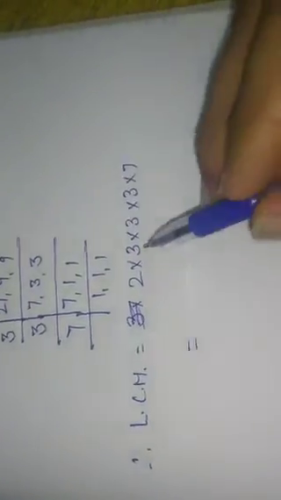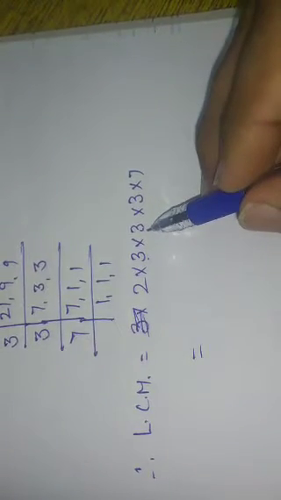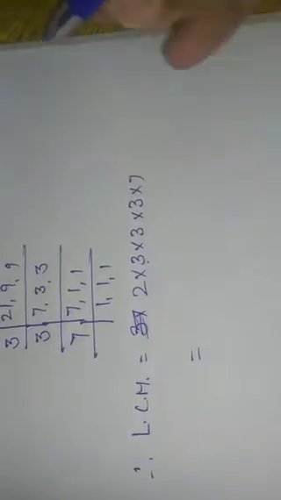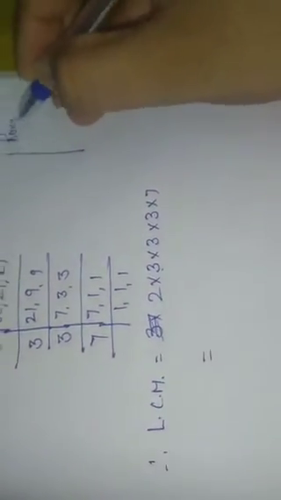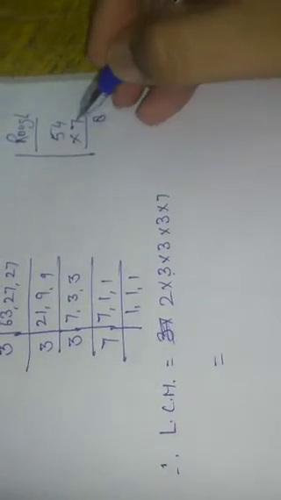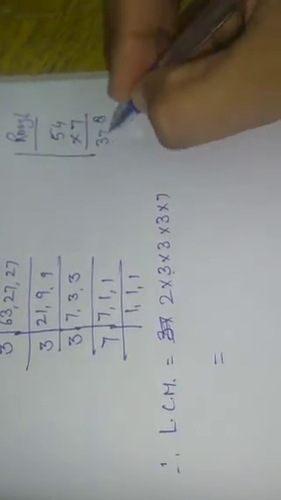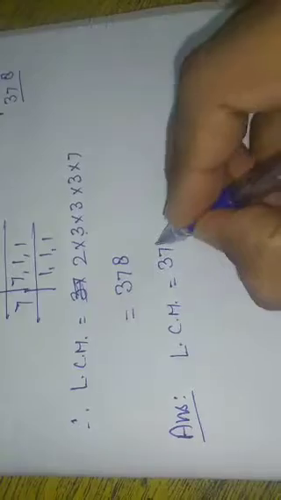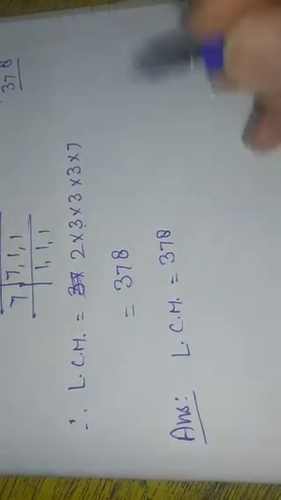Therefore LCM is equal to 2 into 3 into 3 into 3 into 7. Now you can multiply it. 2 3s are 6, 6 3s are 18, 18 3s are 54, 54 into 7. Okay, 7 4s are 28, 7 5s are 35, 35 and 2 is 37. So LCM is 378. So you will write the answer LCM is equal to 378. So students, question number 4 is also finished.